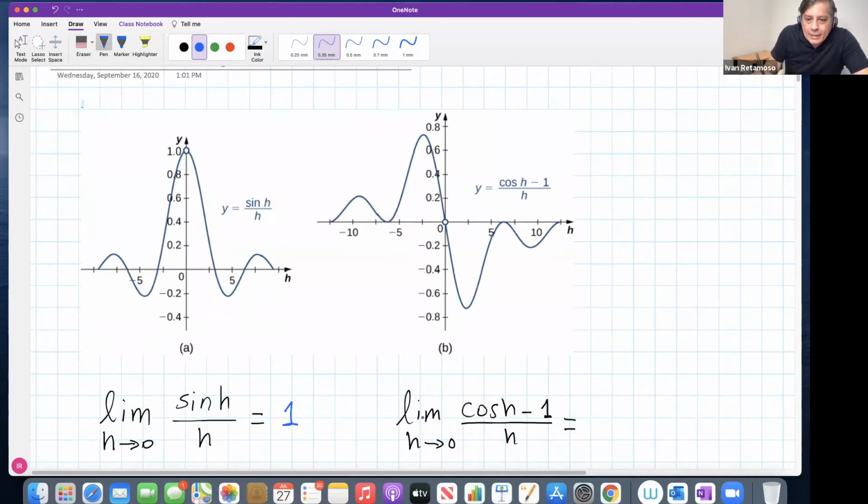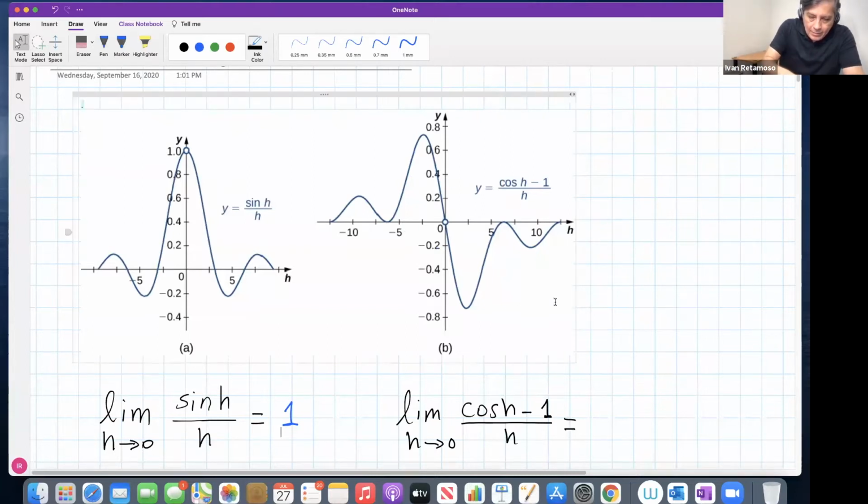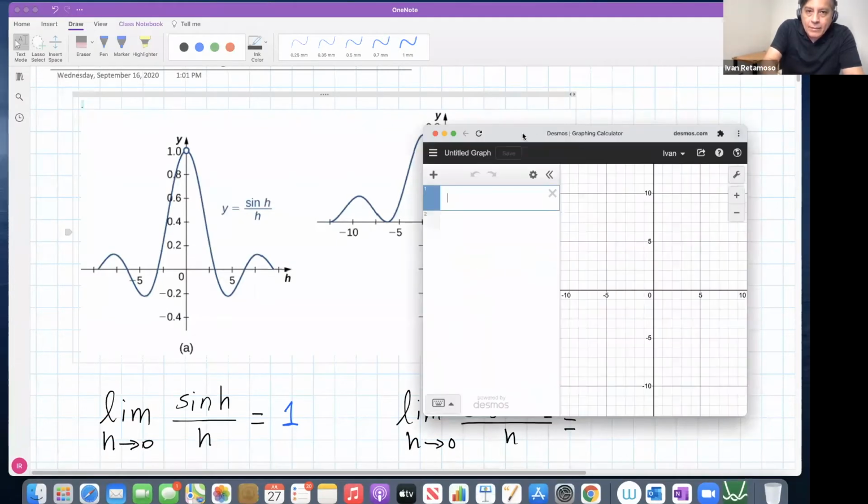Now, what about this guy? What is the limit of cosine of h minus 1 over h looking at this graph? Anybody could guess what this limit should be or could tell us by tracing the graph, which is this? What should be this limit? The graph is here. Approach from the left, approach from the right, and figure out the limit.